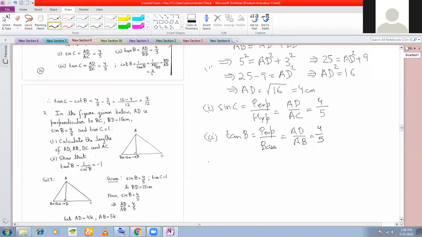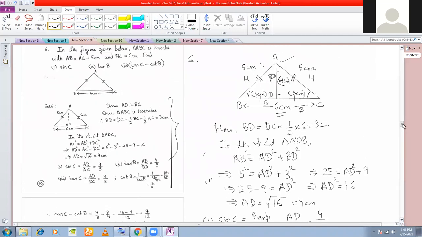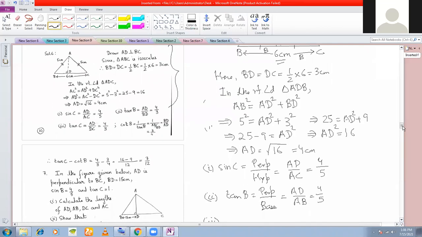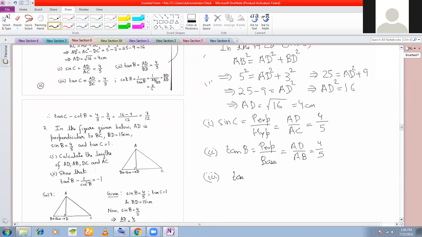That's it. Number 3. Next, you have to find out tan C minus cot B. Let's first find out tan C. Tan C is perpendicular by base.